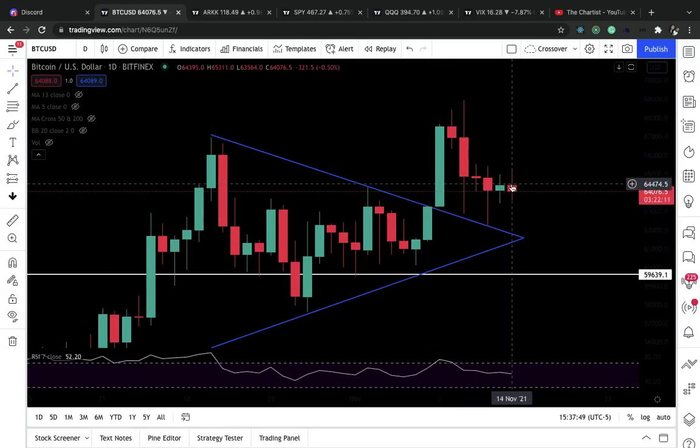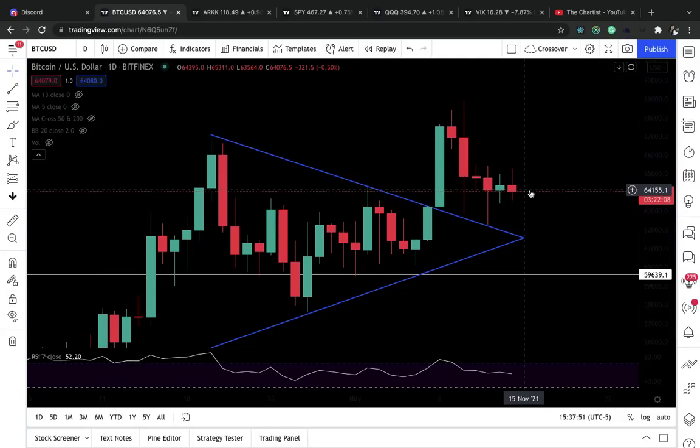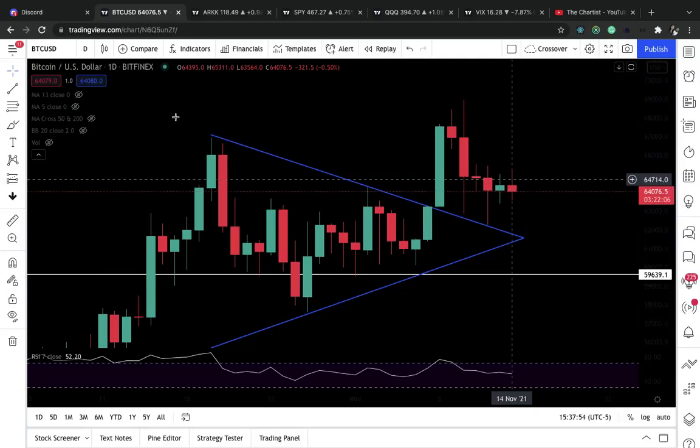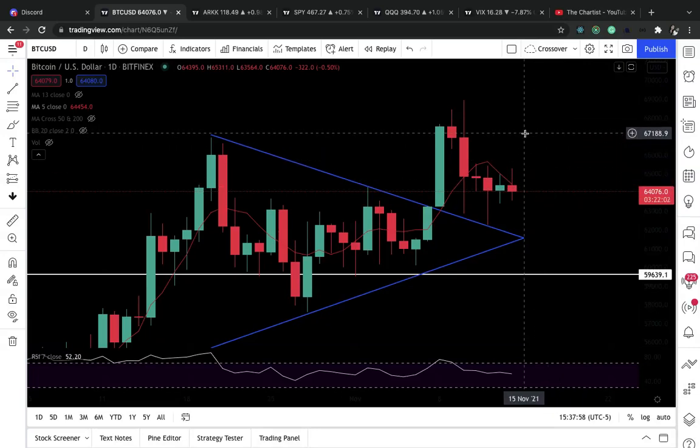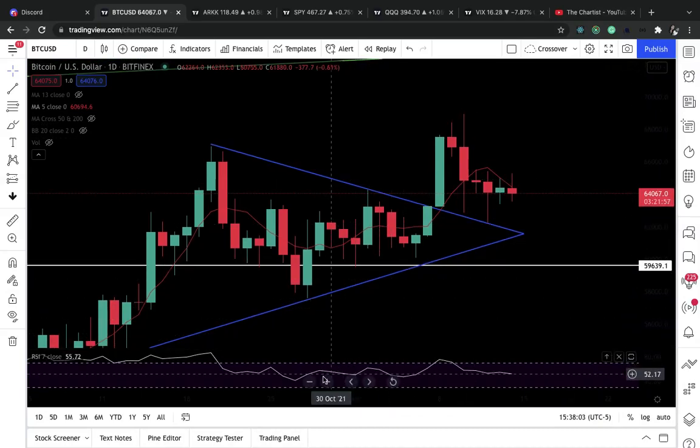Now it's balanced. All right, so like I said, we need Bitcoin to trade back above 64.4K, which is where the 5-day moving average is. Okay, above that, put 67K in play, and then my next price target of 71K.